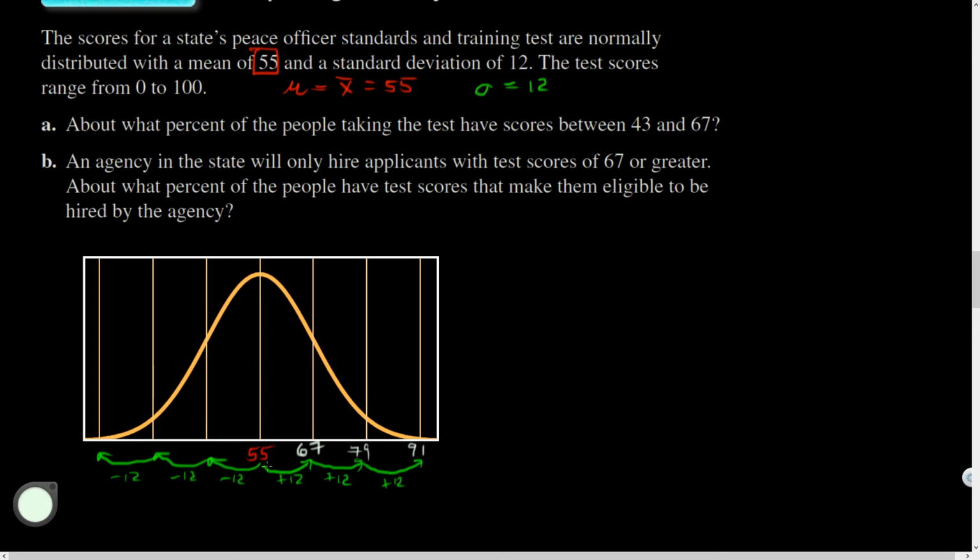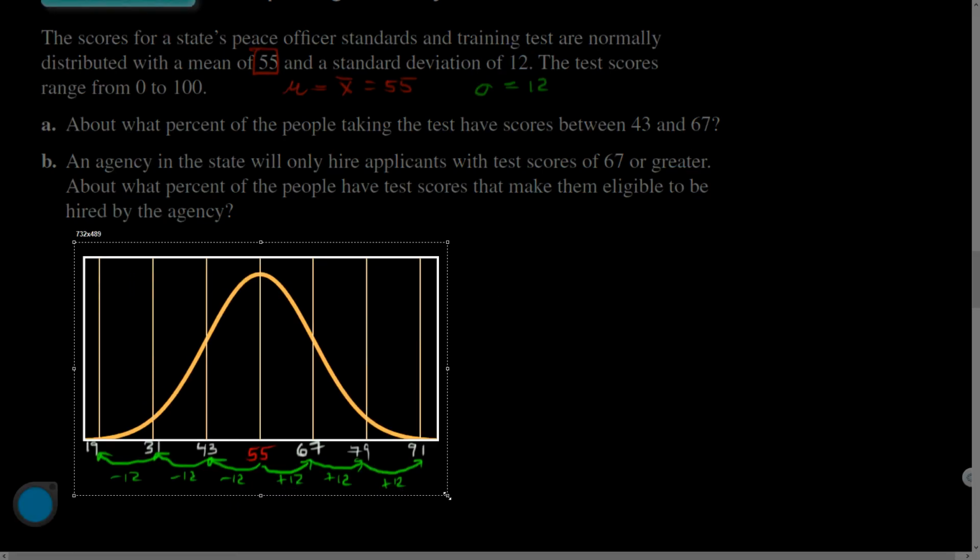Or over on this side, right, minus 12, minus another 12, minus another. And let's see, 55 minus 12. Did I do that right? 43. 43 minus 12 will be 31. And I think over here is going to be 19. All right, so I have the mean, I have the standard deviation, and now I'm labeling my normal curve like so. But now they're going to ask me questions about this. Here we go. What percent of the people taking the test have scores between 43 and 67?